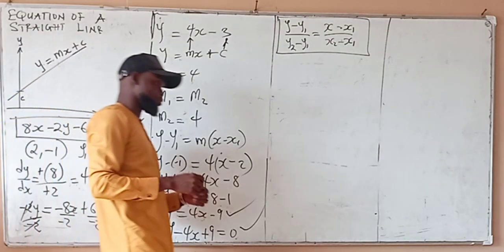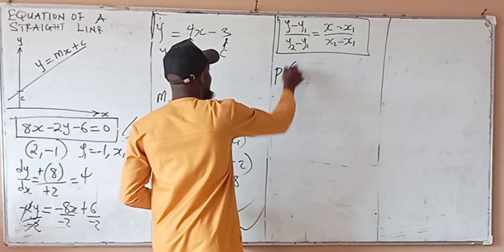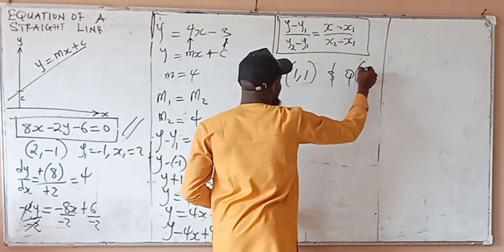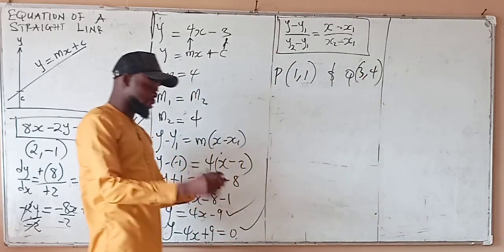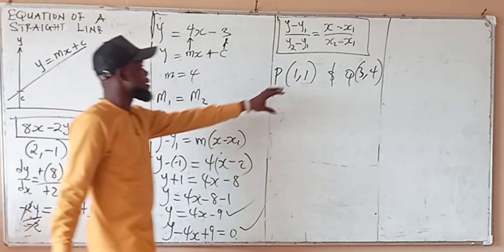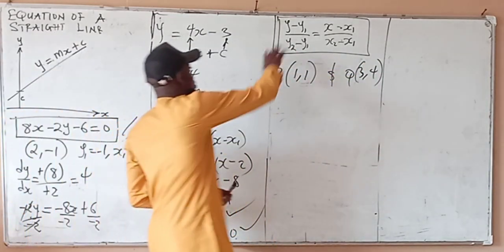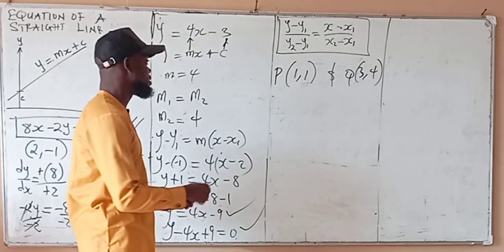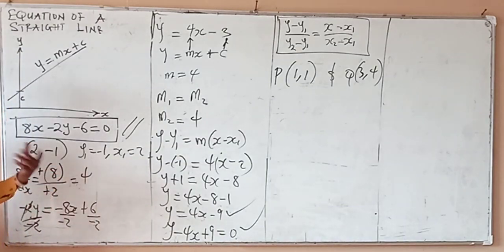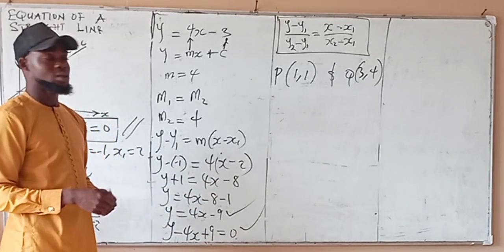Find the equation of a line that passes through the points P, which is 1, 1, and Q, which is 3, 4. That passes through two given known points. So for this kind of equation, we are going to use this relation to unravel the mystery. Now, which one is the x1? Which one is the x2? Which one is y1, y2, x1? So let's look at that.